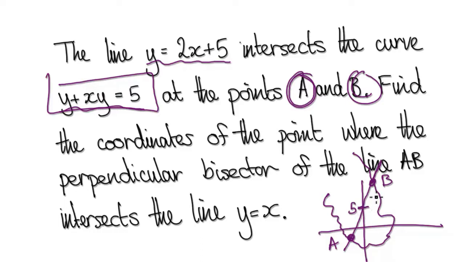So perpendicular bisector. If you look at this line here, from here to here, you've got to cut it exactly in half. We don't know where it is. You've got to cut it in half and at 90 degrees. So this is 90 degrees, this is 90 degrees, and so on. And then you want to know where it intersects with the line y equals x. So y equals x looks something like this. So really you want to know the coordinates right here.